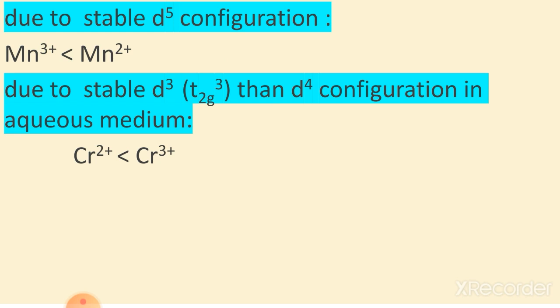Now next, due to stability of d3, that is t2g3, over d4 configuration in aqueous medium, one question arises: why is chromium 3+ more stable than chromium 2+? Here also the splitting of d orbitals takes place, and the d orbitals contain eg and t2g orbitals. The t2g orbitals have lower energy, so according to the Aufbau principle, first of all you have to fill the t2g orbitals, and there are 3 orbitals, so all the 3 electrons go to the t2g orbitals. This contains half filled configuration in case of t2g3. Hence Cr3+ is more stable than Cr2+.